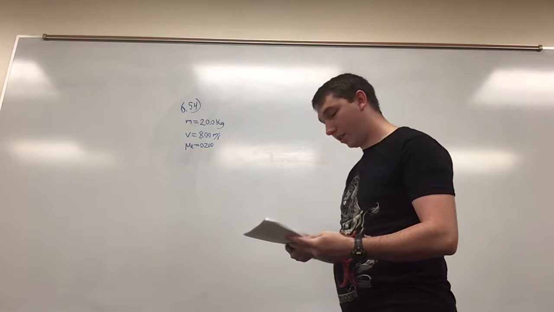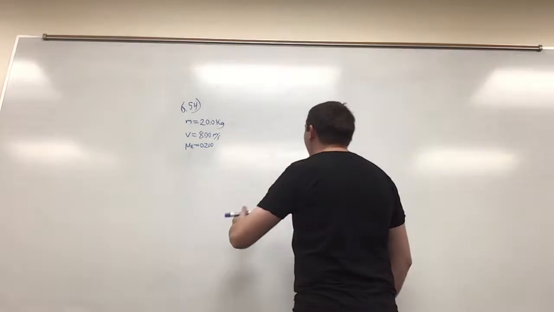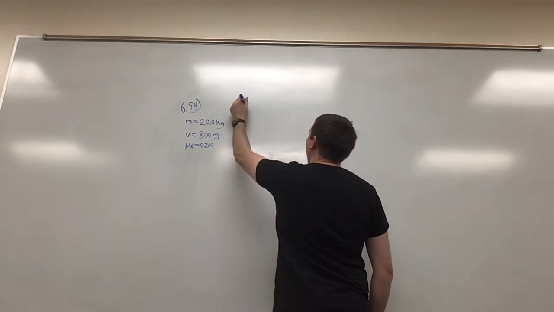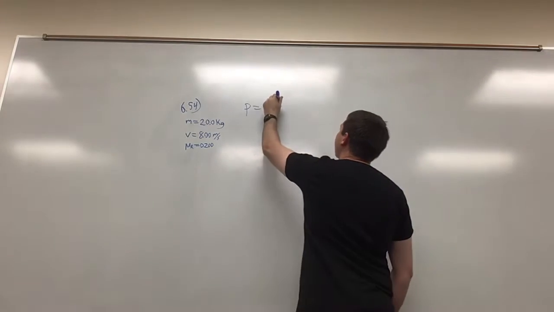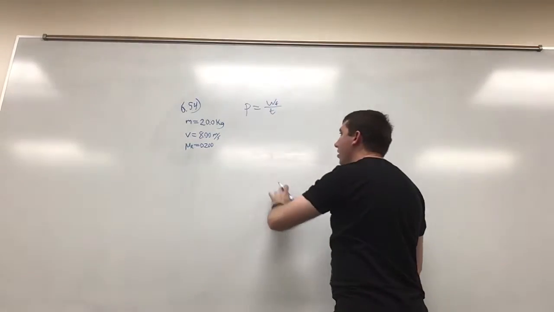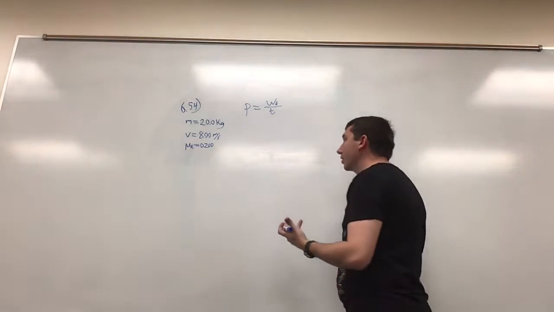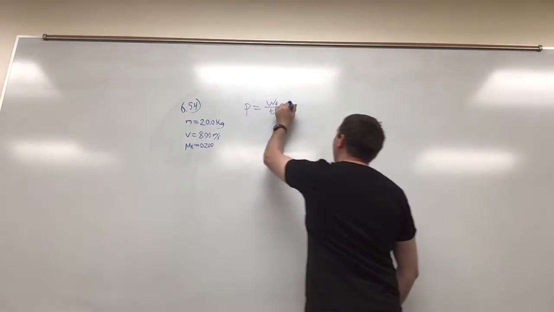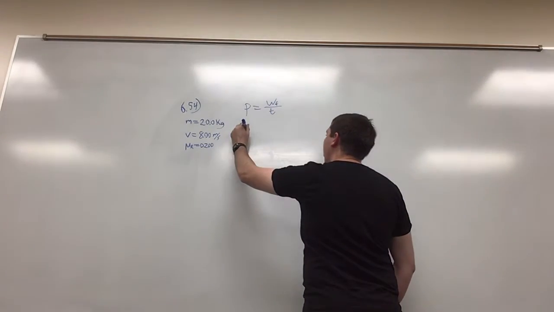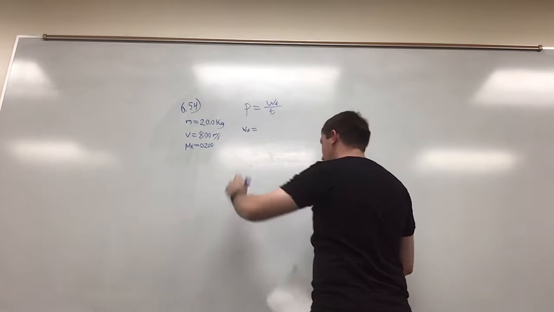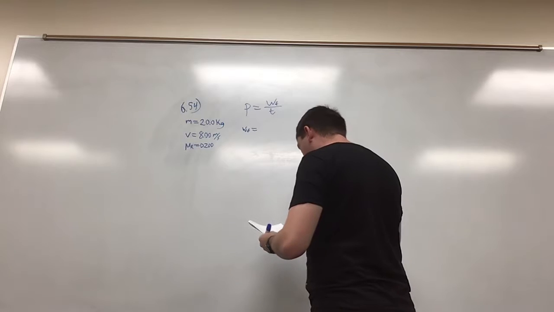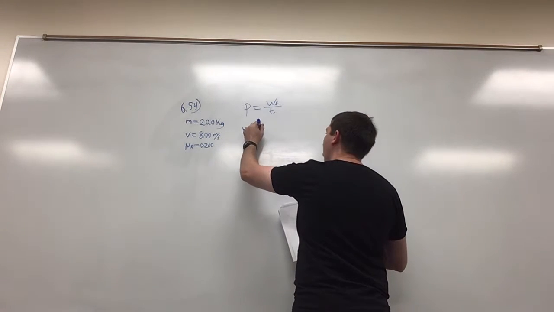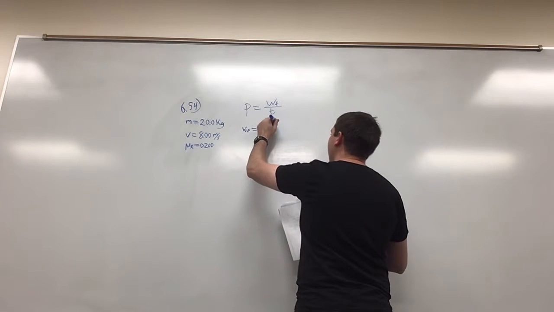So, we're looking for power. We know that power is going to be equal to the work divided by the time. And this is going to be the work of friction, because it's friction that's stopping the rock. We know that the work of friction is going to be equal to 1/2 mass times velocity squared.